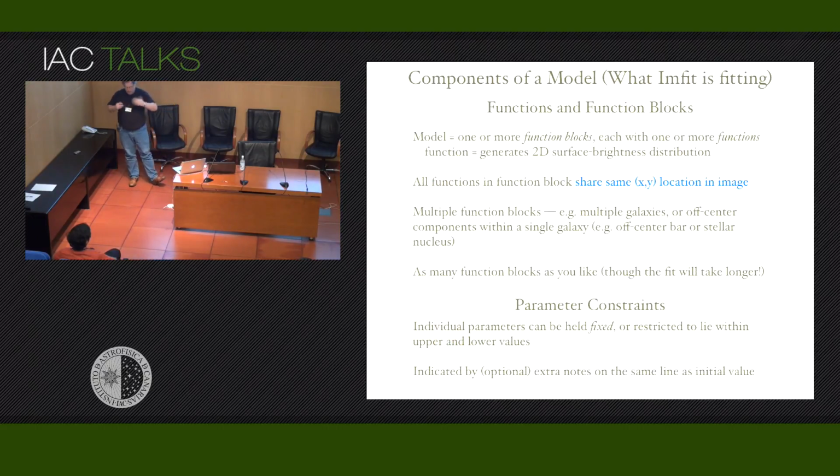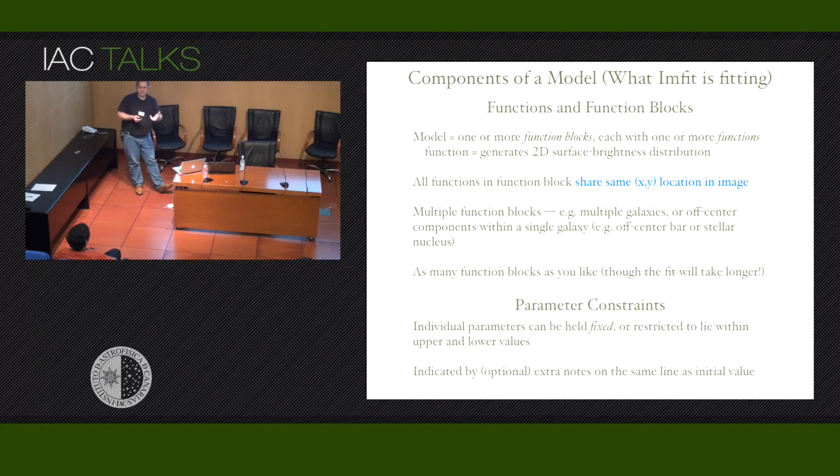Okay, so when you're fitting a model to the image, what are you fitting? In the case of Imfit, everything is organized on the basis of functions and function blocks. So a function is simply a two-dimensional surface brightness function of some kind, exponential, Core-Sersic, and so forth. A function block is simply a set of one or more individual functions, which all have the same location on the image. That is, they all have the same central x and y values in the pixels.